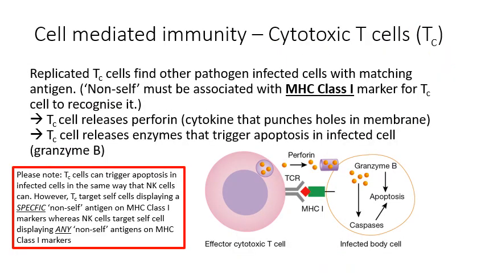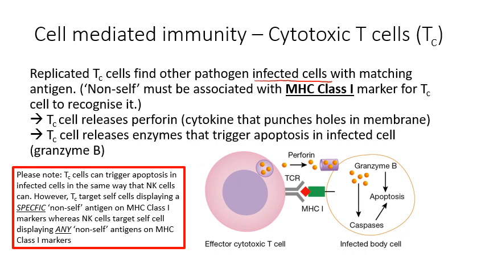Okay, so our cytotoxic T cells have been activated. Once they are activated, they are going to start moving all throughout your body, searching for infected cells. So these are self cells, cells that belong to your body, that an intracellular pathogen, such as a virus, has infected.